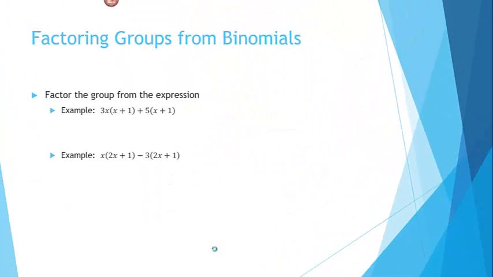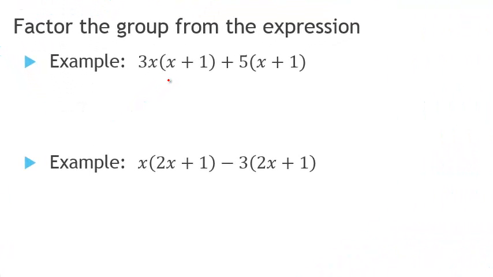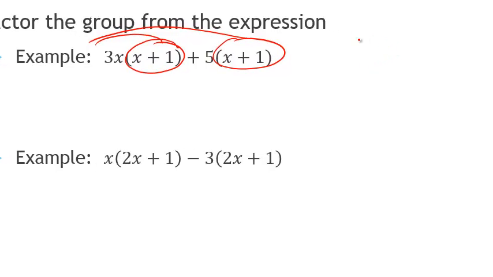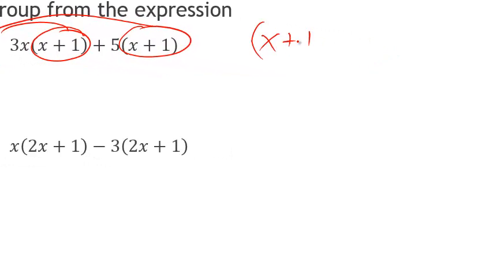Okay, so moving on. Factoring groups from binomials. This one's pretty simple. This one's already set up for you. You just have to factor it out. So we have 3x times x plus 1 plus 5 times x plus 1. These are the same. So all we're going to do is just factor them out. So we're going to be left with x plus 1 times whatever's left.